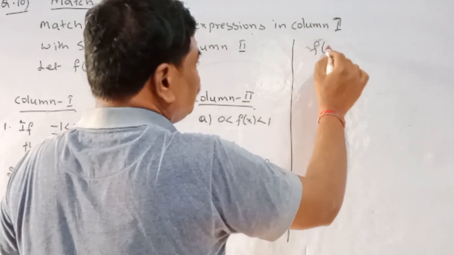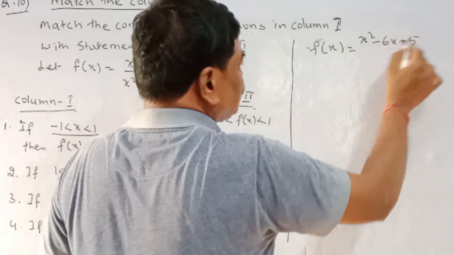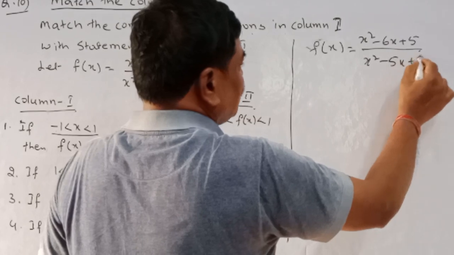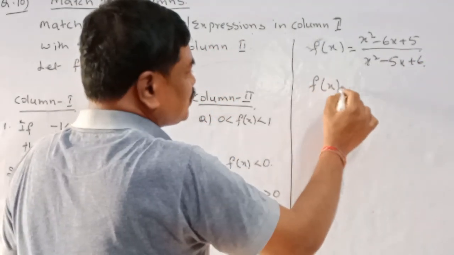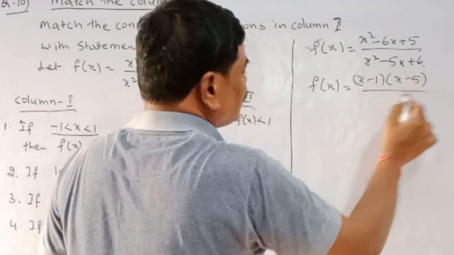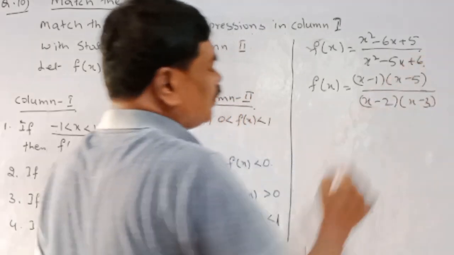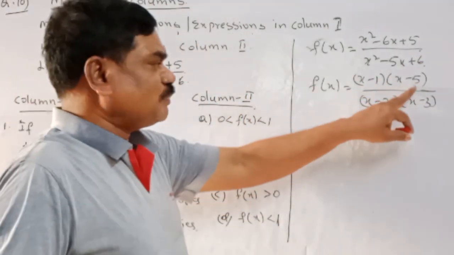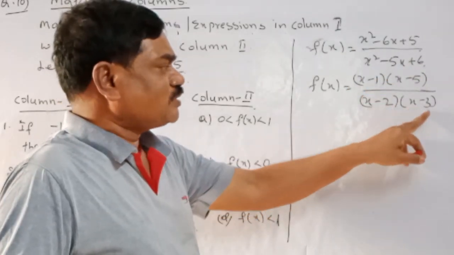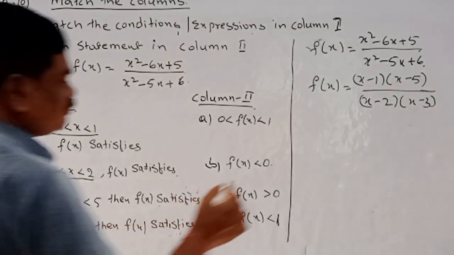But what is given? f of x is equal to x square minus 6x plus 5 by x square minus 5x plus 6. So f of x can be written as x minus 1 into x minus 5 by x minus 2 into x minus 3. Factors of numerator: x minus 1 into x minus 5. Factors of denominator: x minus 2 into x minus 3. Okay, all of you.